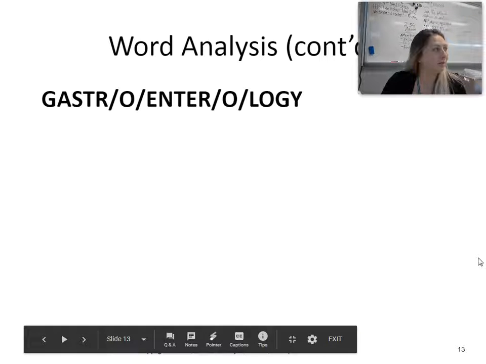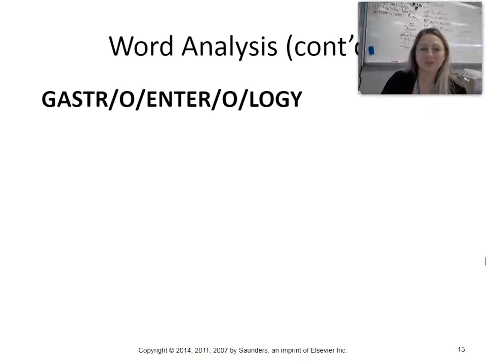Gastroenterology. So take a look at this word. Take a minute. Do we have any prefixes? Write it down. How many root words do we have? How many combining vowels? What about combining forms? How many suffixes do we have?